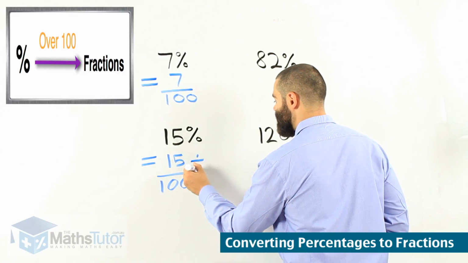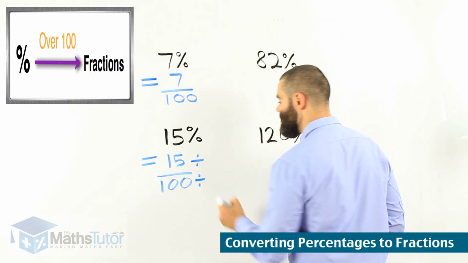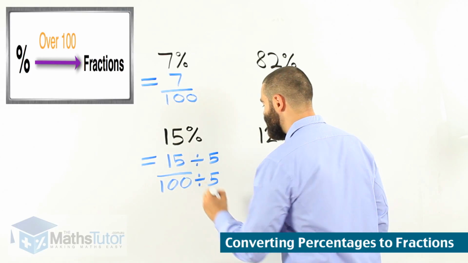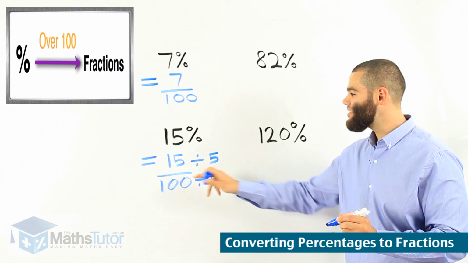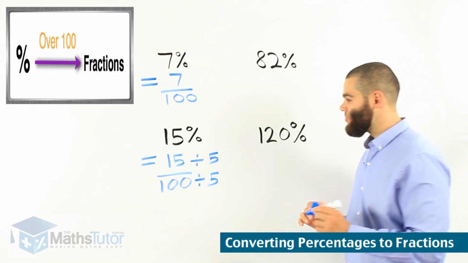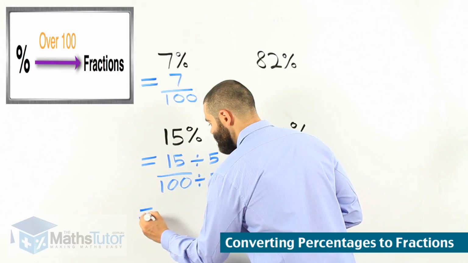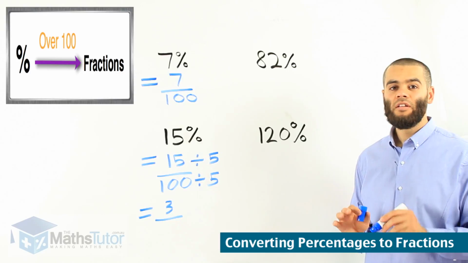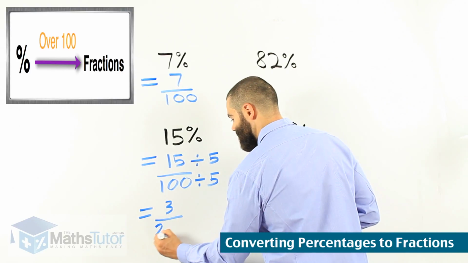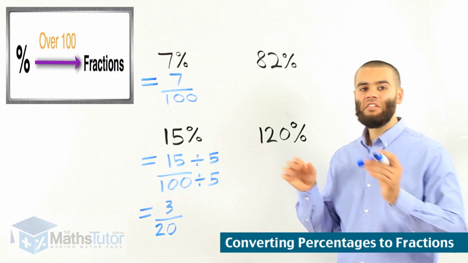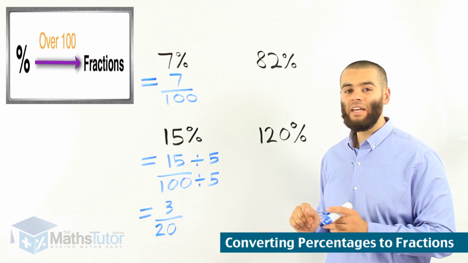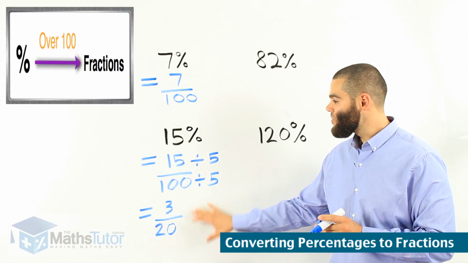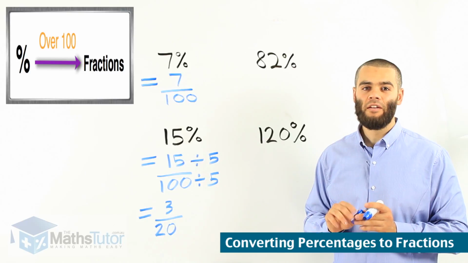We simplify by looking for the HCF, the highest common factor, divided by 5, because 5 is the highest common factor in 15 and 100, which means 15 divided by 5 is 3, and 100 divided by 5 is 20. So what does that mean? It means that 15% is exactly the same as 3 over 20. 3 over 20 is 15 over 100, but in simplified fractions.